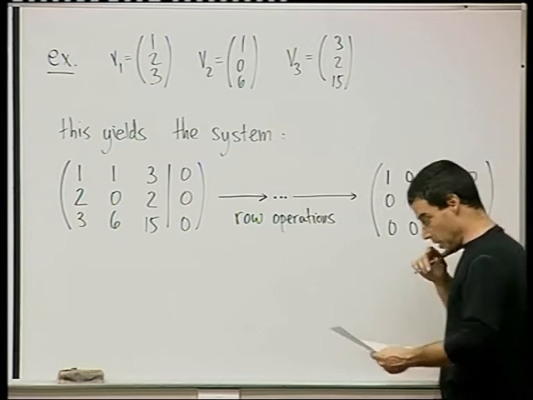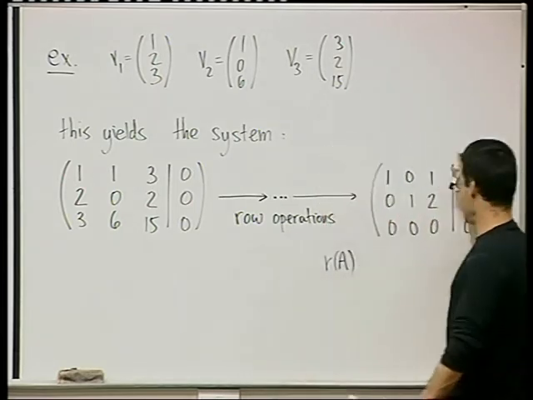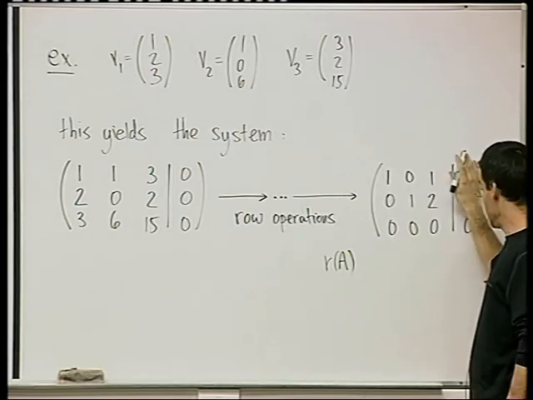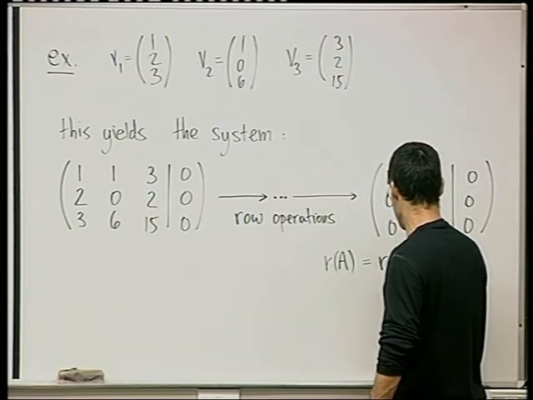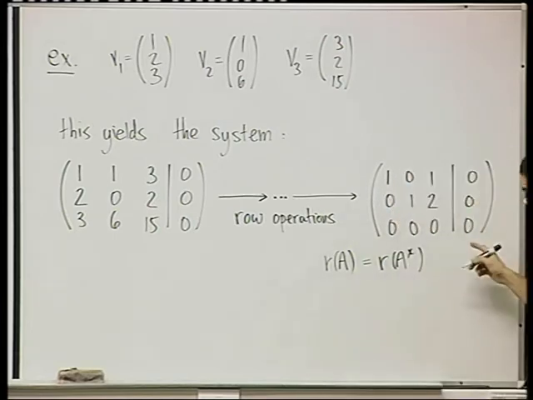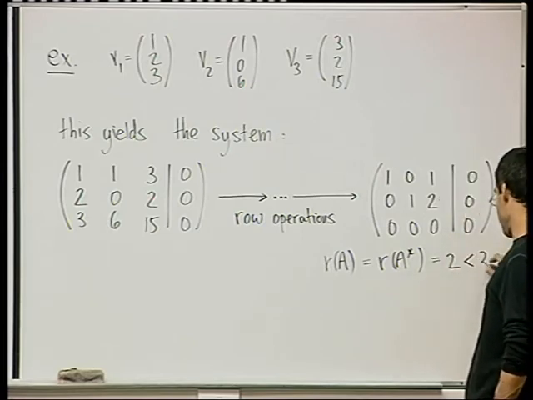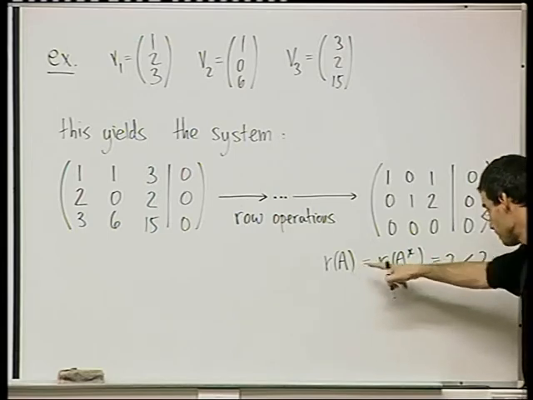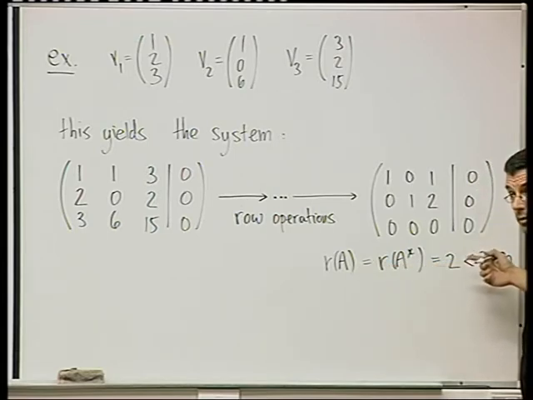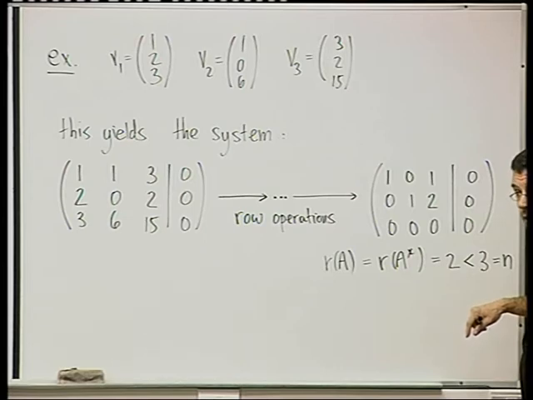And in this situation, what can we say? The rank of A, this matrix, is 2. It's the same as the rank of A star. It's a homogeneous system, but the rank equals 2, which is less than 3, which is n. So this implies that there is a degree of freedom here. There is more than one solution. So there is a non-trivial solution. Good?